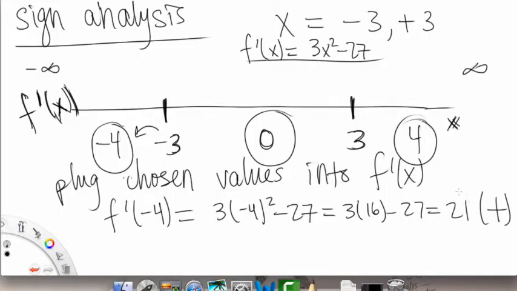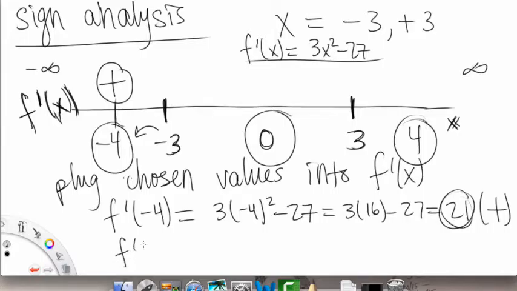You don't really even have to know this 21. It could be like 2. And just as long as it's a positive number, great. We're just going to roll with it. So anyways, we found out that that's 21, which is a positive number. So what we're going to do now is stick a plus sign right above that negative 4, the one that we plugged in. Okay, so let's do the same thing for 0 and the same thing for positive 4.